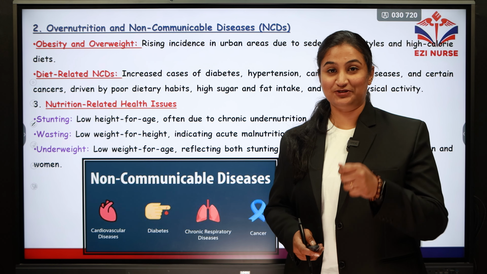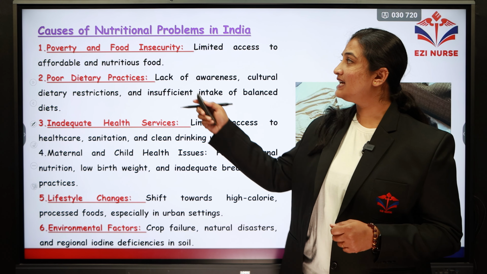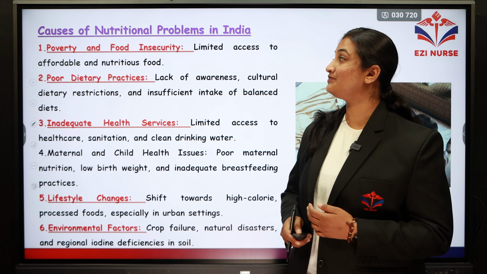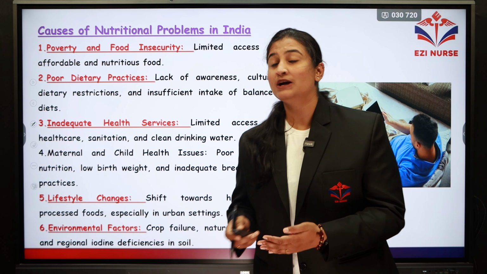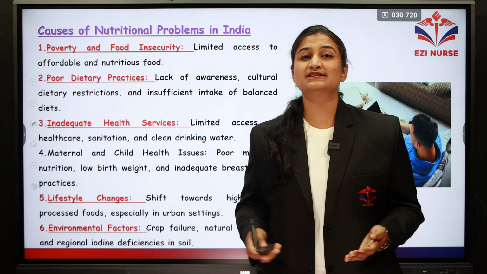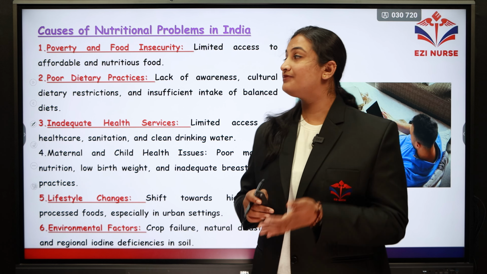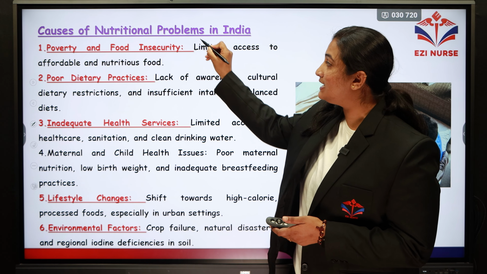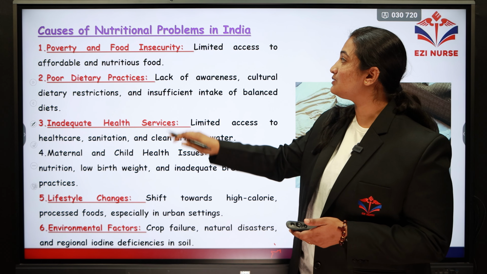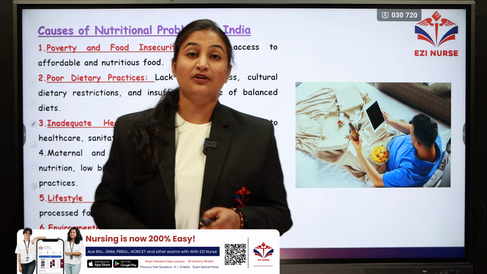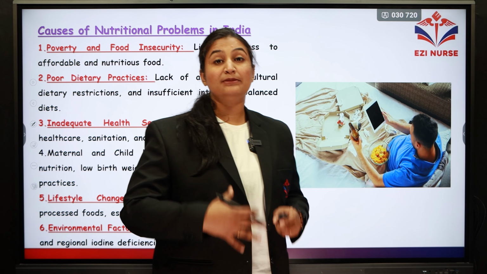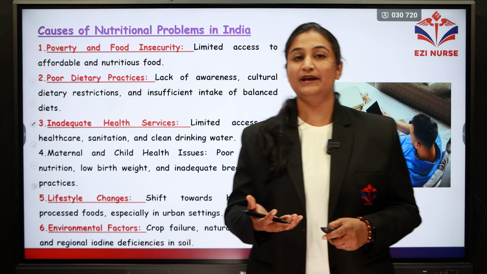So that was undernutrition. Next you can see what are the causes of nutritional problems in India. What is making them have all these kinds of nutritional problems? The first point is poverty and food insecurity. There is a limited amount of food and people sometimes cannot afford the nutritious food that they must have to intake. So that's the main problem.